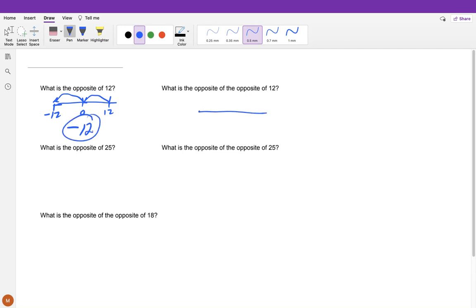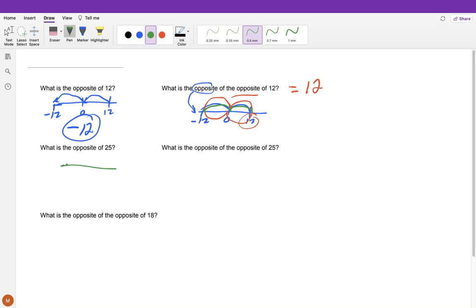Here, if we're doing the opposite of the opposite, well, we know then that 12's opposite is going to be negative 12. So this first one is giving us the answer of negative 12, but then we're taking the opposite of that answer, which means we're going backwards and going back toward 12. So the opposite of the opposite of 12, we're actually doing a full loop. We're finding the opposite, and then on our way back, we're finding the opposite of that. So you see, we're performing a full loop for it.